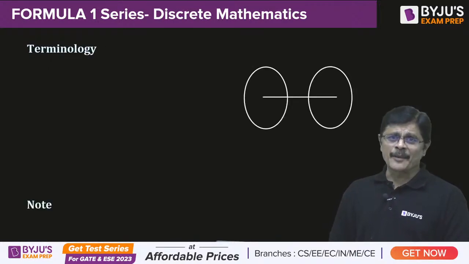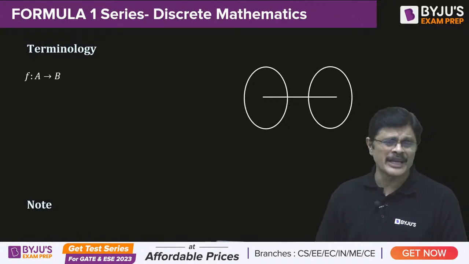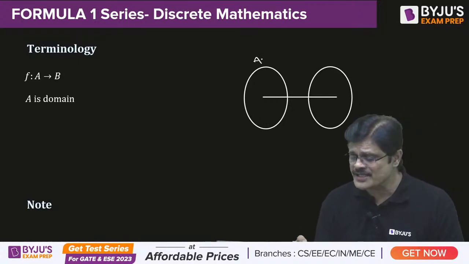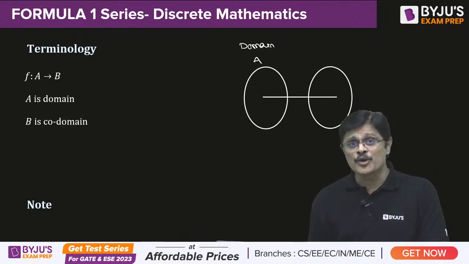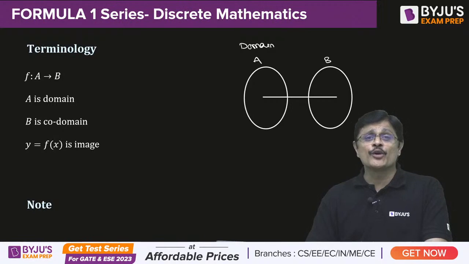Now let us see the terminology one should understand. When f is a mapping from A to B, f is a function from A to B. A is called domain. A is called what, sir? Domain of the function. Now B is not called range. Most of the people confuse with this. B is just a codomain.